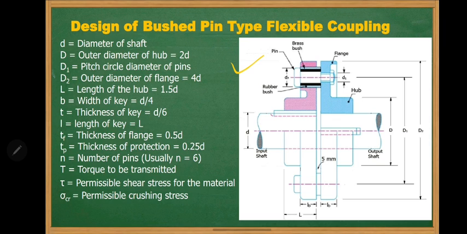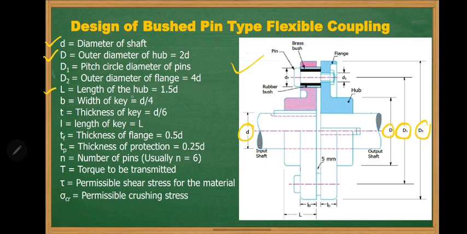So in this figure, small d is nothing but the diameter of the shaft. D, capital D, is the outer diameter of the hub. D1 is the pitch circle diameter of the pins. So in the previous design procedure, D1 was the outer diameter, but here this D1 is the pitch circle diameter of the pins. D2, the outer diameter of the flange, is equal to 4d. So again the remaining terms will be the same as in the flange coupling.